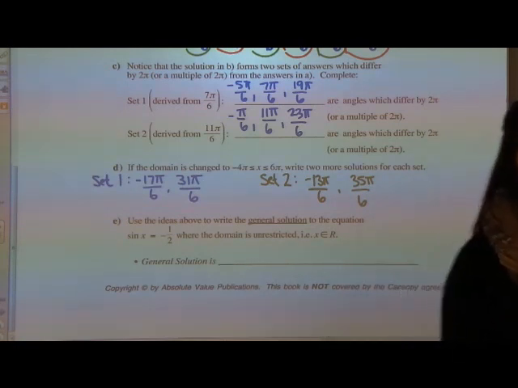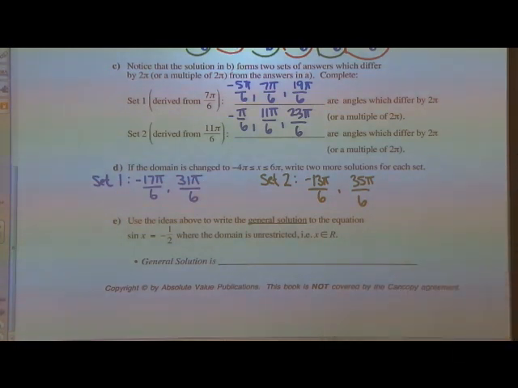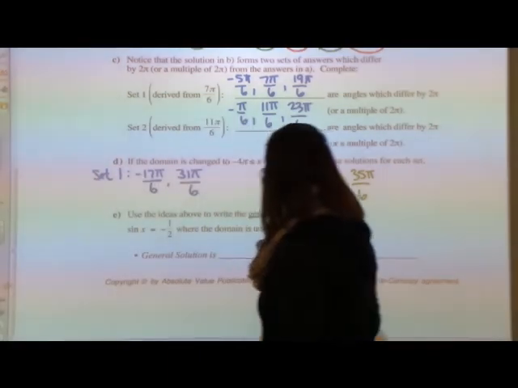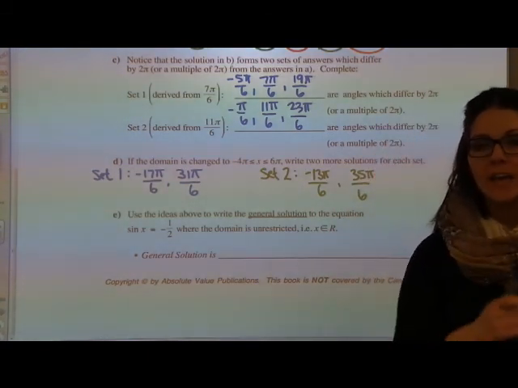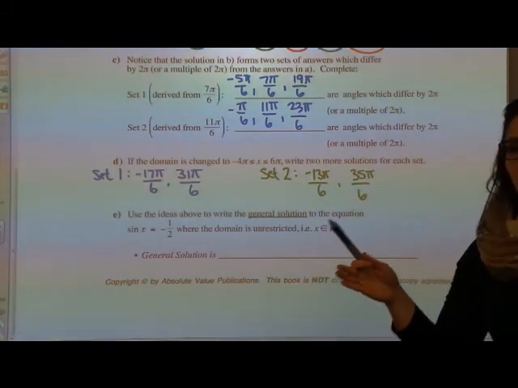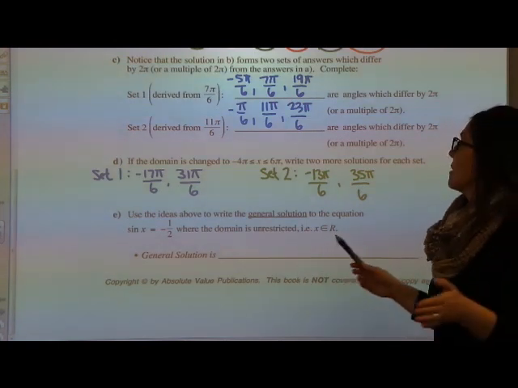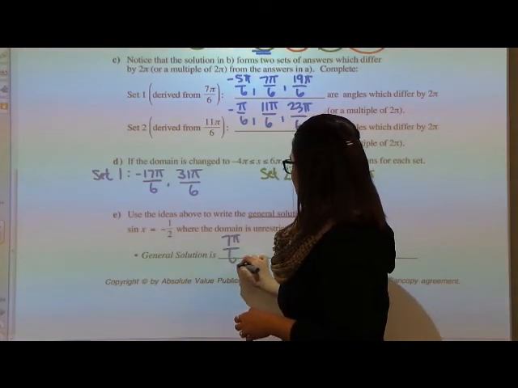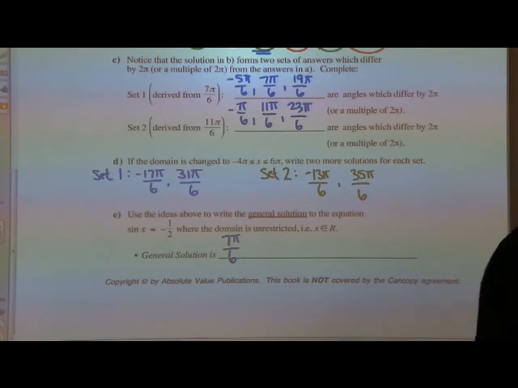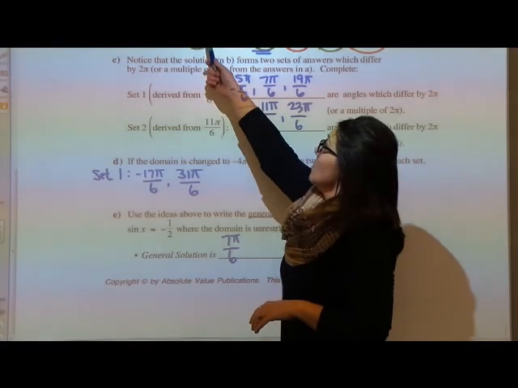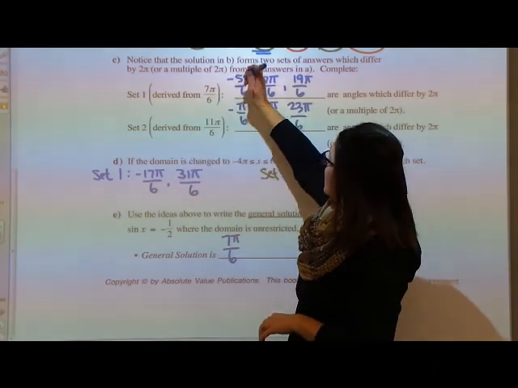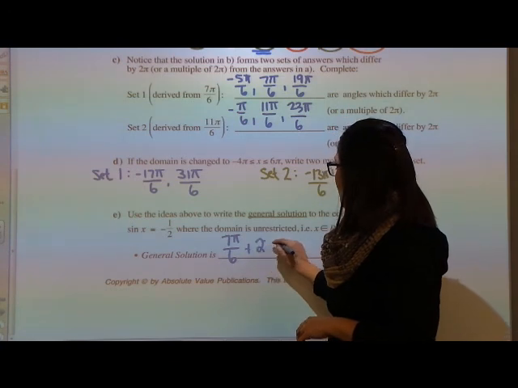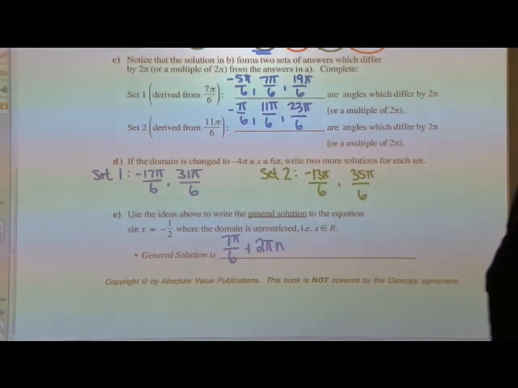And I could keep doing this indefinitely. I could just keep adding multiples of 2 pi. So what we come up with is a general solution. And the general solution says, take the solution I get in the first domain, the 0 to 2 pi domain. That's my 7 pi over 6. And from that 7 pi over 6, I can get all the rest of them, the negative 5 pi over 6, negative 17 pi over 6, the 19 pi over 6, and the 31 pi over 6, by adding multiples of 2 pi.